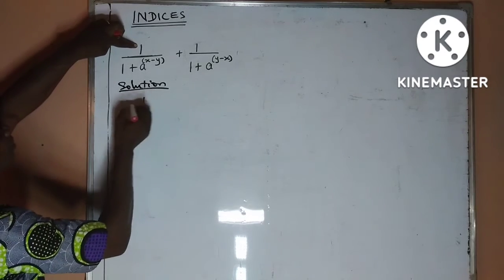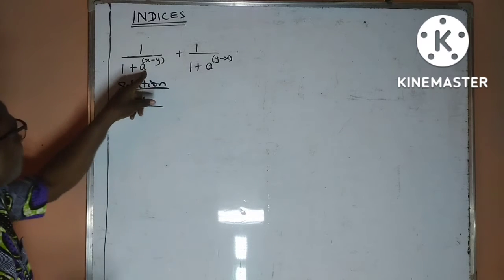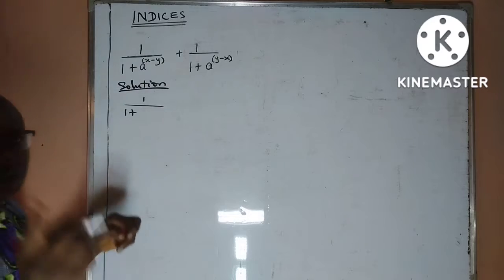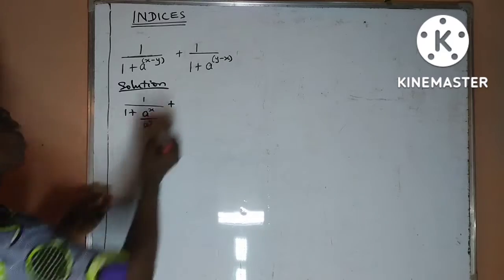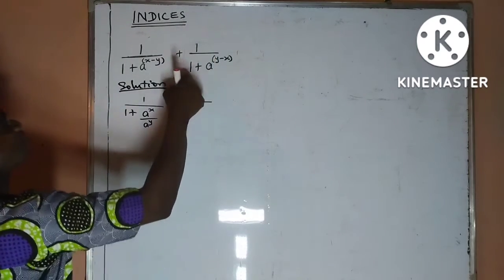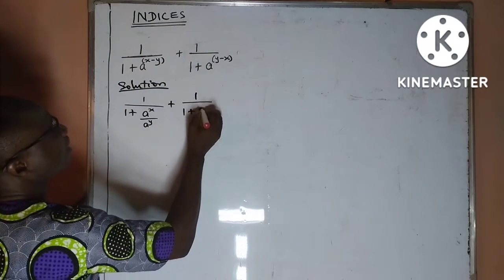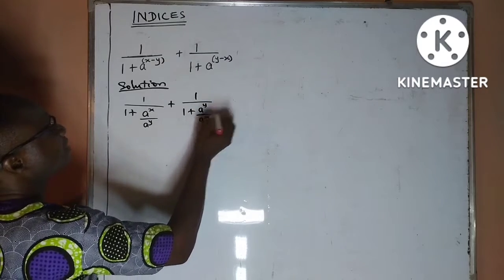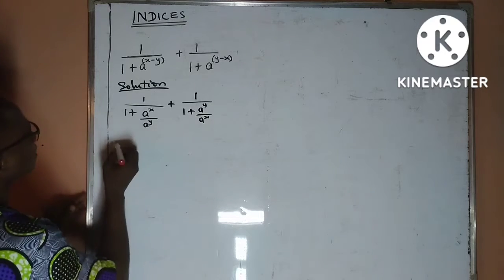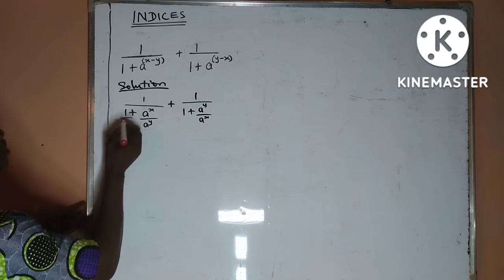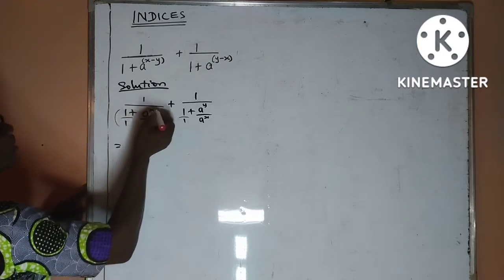I am given 1 all over 1 plus, here I will apply the law of indices. A raised to the power x minus y is the same thing as a raised to the power x all over a raised to the power y, plus 1, all over 1 plus a raised to the power y minus x, which will be written as a raised to the power y all over a raised to the power x. That is the division law of indices. Now moving forward, I want this one to have a denominator 1. I also want this one to have a denominator 1.